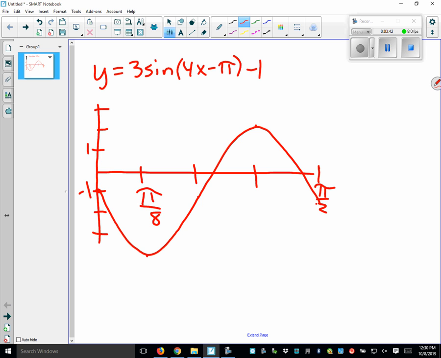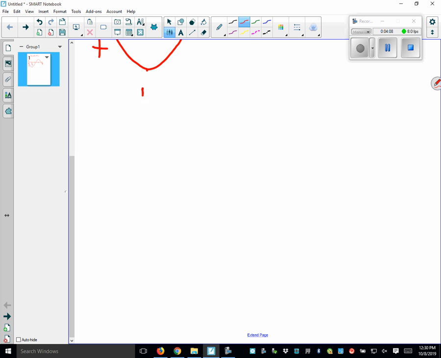All right. Let's graph another one. The period is 2 pi over b for sine, cosine, secant, and cosecant. Yes. Pi over b.